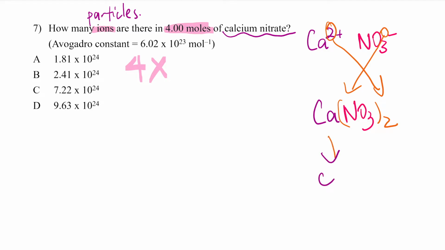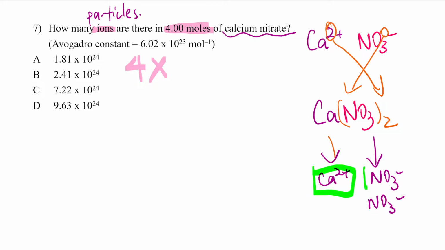All right, so what does this mean? This means that I have 1 calcium ion. And how many nitrate ions? You can see there's a 2 here. I have 2 nitrate ions. All right. Now, what's the number of moles of ions for this entire compound? I have 1, 2, 3. So it's going to be 4 times 3. Okay, that's the number of moles of calcium nitrate ions here.